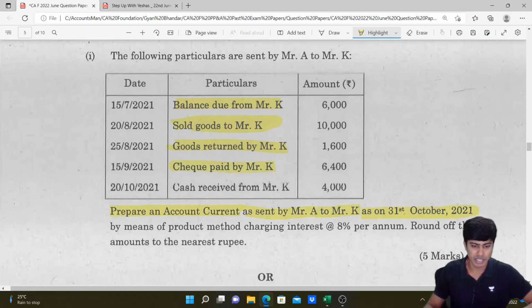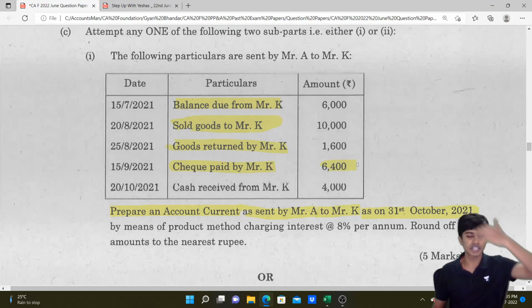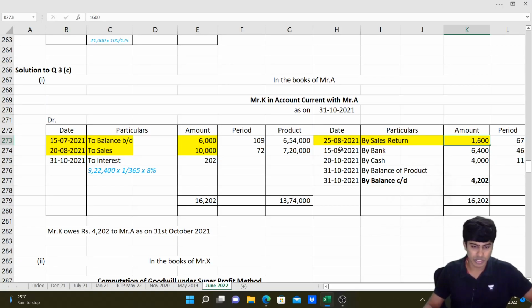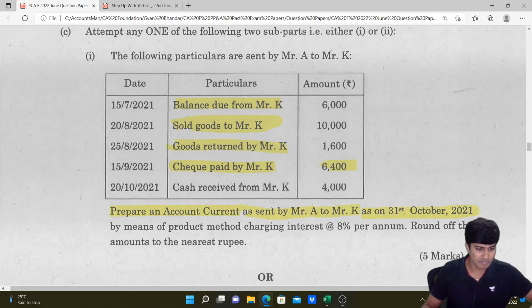Then what do we have? Check paid by Mr. K 6,400. So Mr. K has given us a check. We have received the check. So we'll write bank account debit to K. This is like K account. So here I'll write by bank 6,400. Got it? What do we have after that?